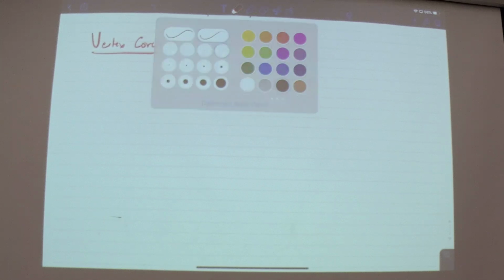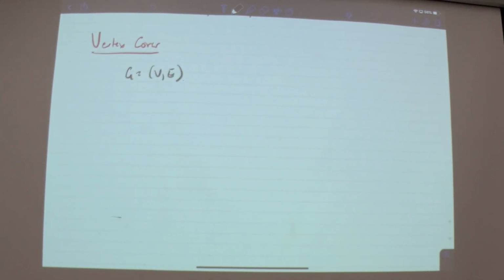So if you recall the vertex cover, you have a graph, and the goal is to find a subset S of V such that for all vertices in V, there exists some edge adjacent to it, and the size of S is as small as possible.